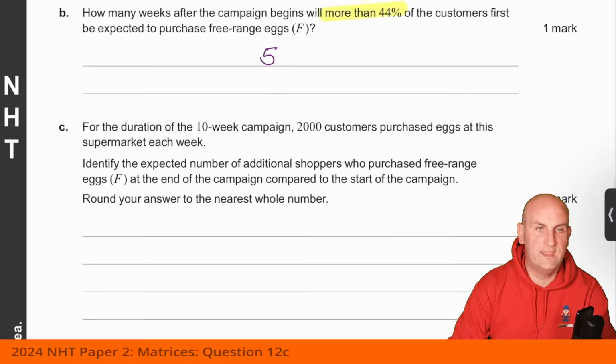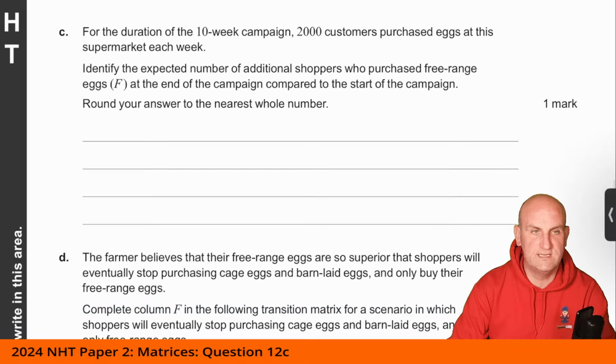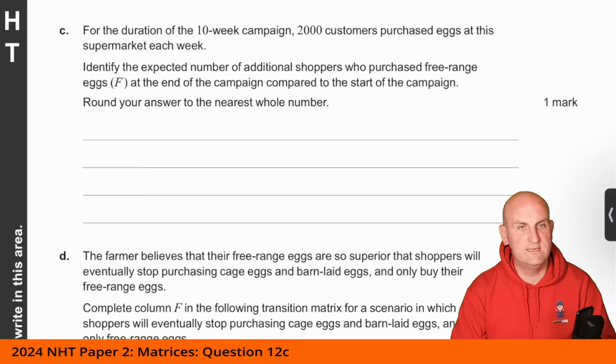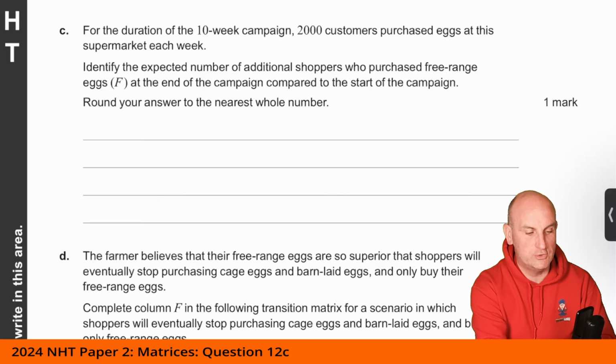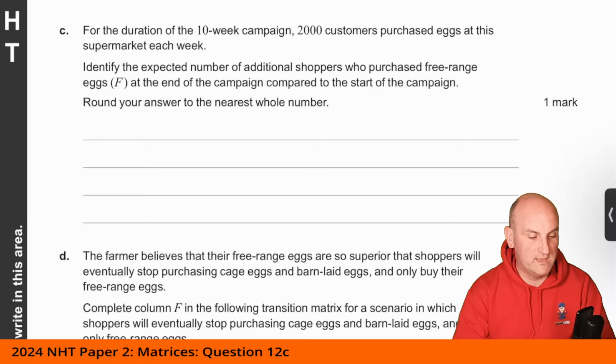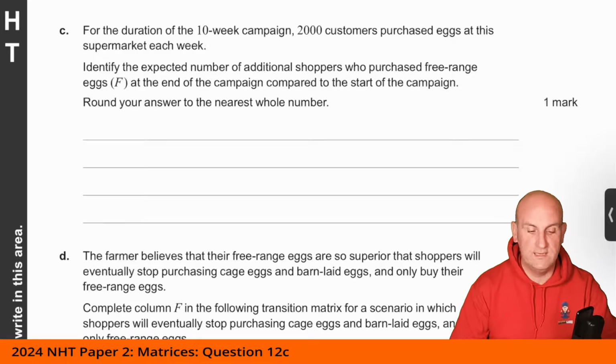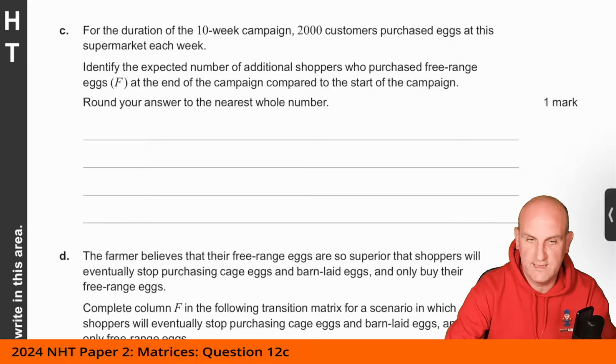During the duration of the 10-week campaign, 2,000 customers purchased eggs at this supermarket each week. Identify the expected number of additional shoppers who would purchase free-range eggs at the end of the campaign compared to the beginning of the campaign. Right, so first things first, let's work out what proportion of my eggs will actually be sold as free-range. And the way to do that is firing up my calculator again.